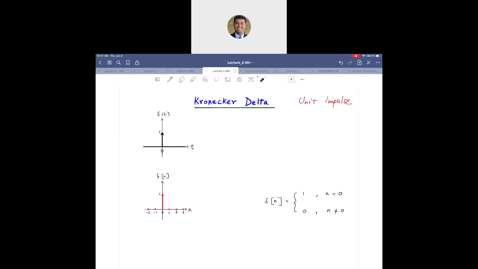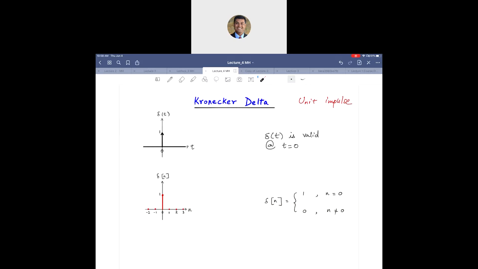We need to sample delta of t. Delta of t is our impulse function, or the delta function, whose area or weight is 1, and that happens only when time equals 0. At all the other times, you have nothing. So essentially you have this. Delta of t is only valid there, and its height is infinity, but the area under that is going to be 1. So its weight is 1 at that time.